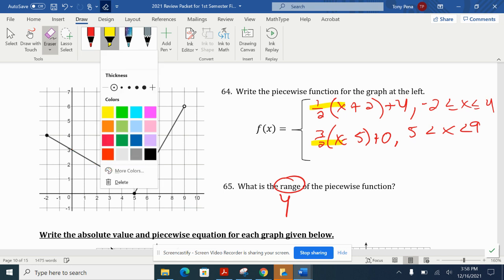So the smallest y value that this graph hits, here's this dot right here, that's the lowest point on our graph.